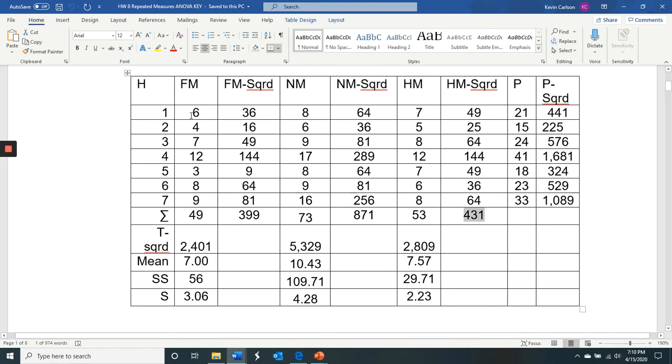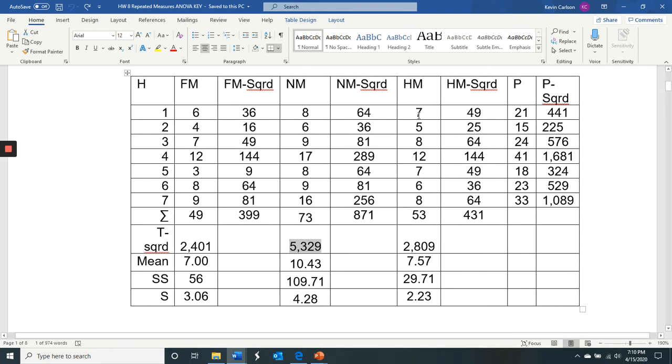And then I go ahead and add the raw scores. So the raw scores, and this is T. The T for FM is 49. If I take 49 times 49, I get T squared. Same thing for new moon. Add the scores together for the 7 hospitals. This is our T. Then T squared is 73 times 73. This is T squared.